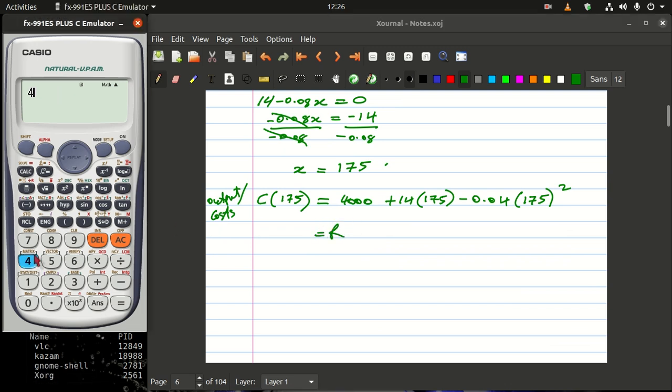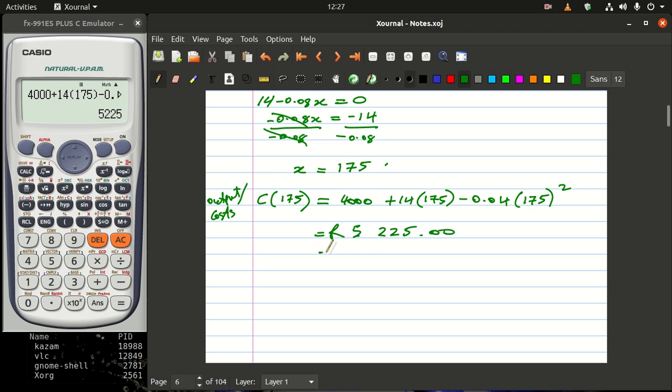I will have 4,000, plus 14 times 175, and after that minus 0.04 times 175 squared, and then I will get something nicer, which is 5,225 rands. So these are the costs if I produce this much.